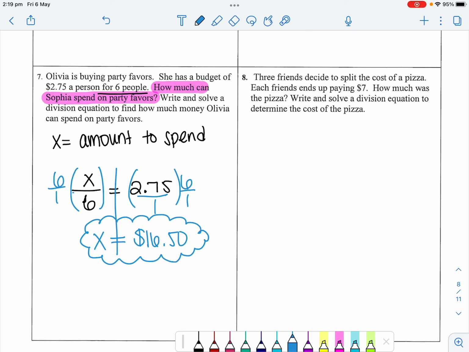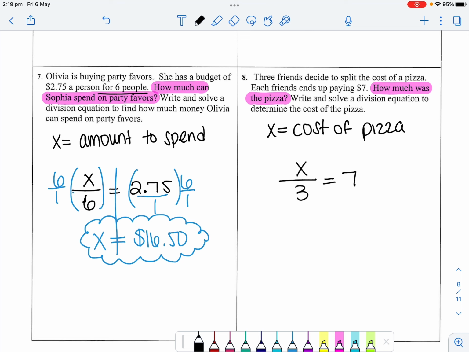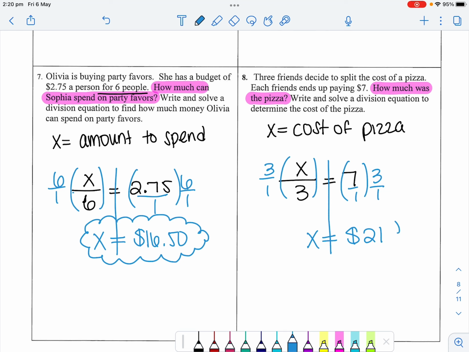Number 8 says 3 friends decide to split the cost of a pizza. Each friend ends up paying $7. How much was the pizza? So here's my variable, cost of the pizza. And I'm going to take the cost of that pizza and I'm going to share it with 3 people, and each person is going to pay $7. Okay, I've got my fraction, so I'm going to give both sides a big hug. So 3 over 1, 3 over 1. So x equals $21 for the pizza.